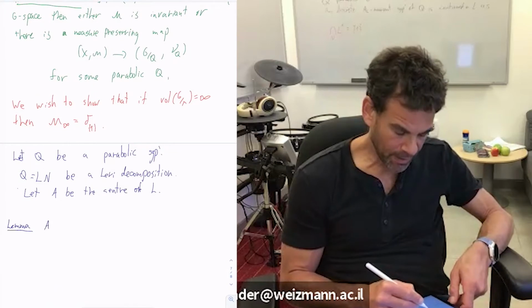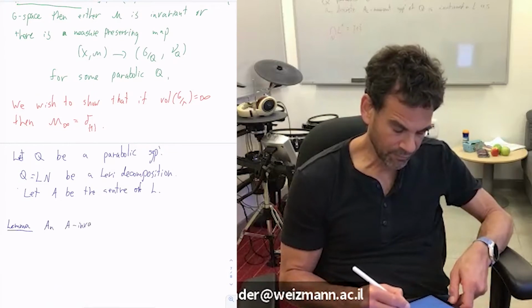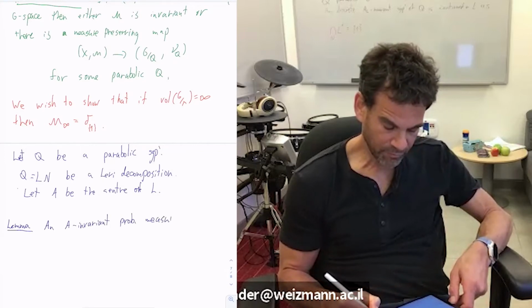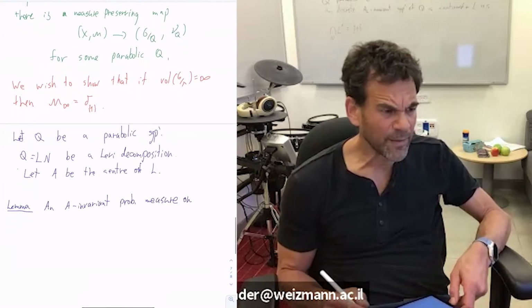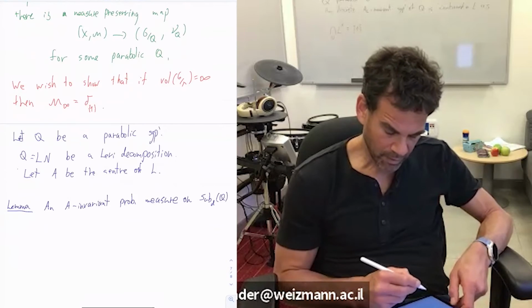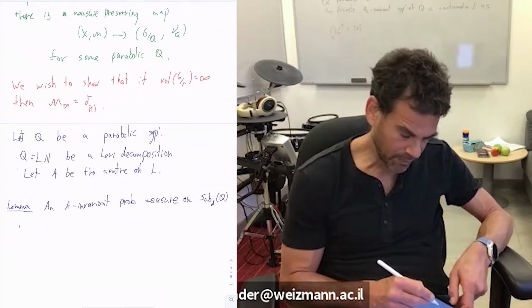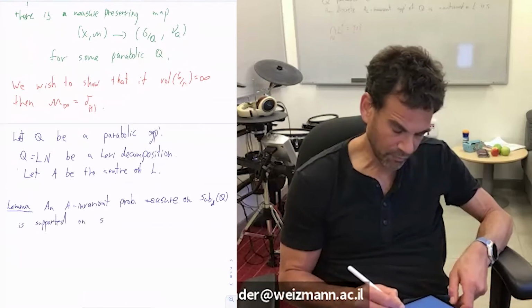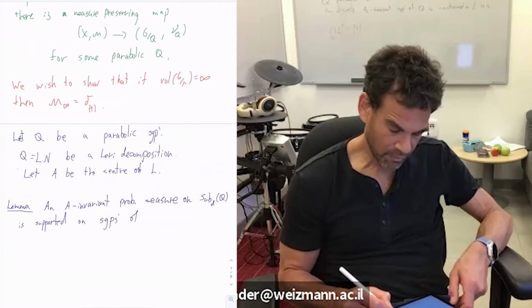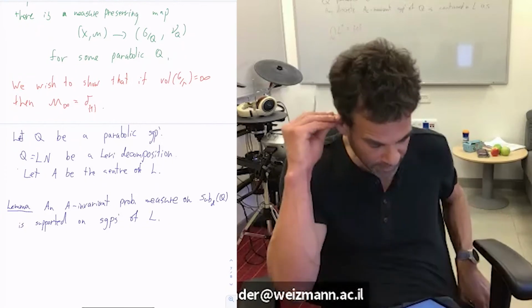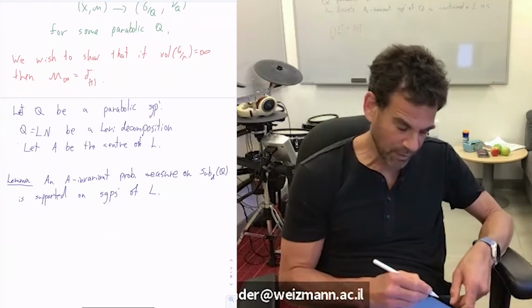An A-invariant probability measure on the space of discrete subgroups of Q is trivial. No, is supported on subgroups of the Levi. That's the first lemma, and why is that?